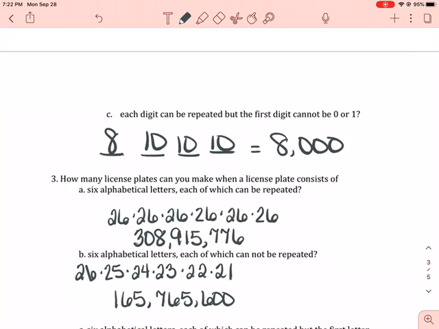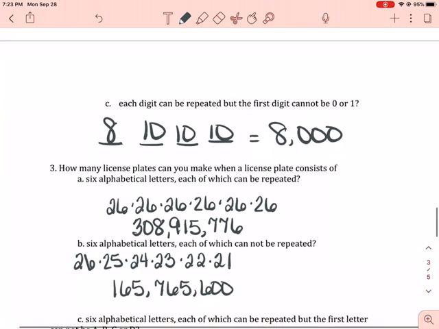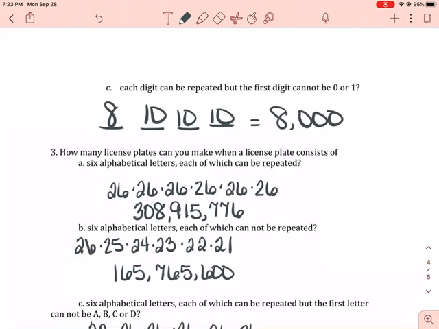Well, there's 26 choices for the first letter, but then you get 25 because I've already used one, then 24, 23, 22, 21. Multiply all of them together, and we get 165,765,600. Now, keep in mind, this is most license plates.